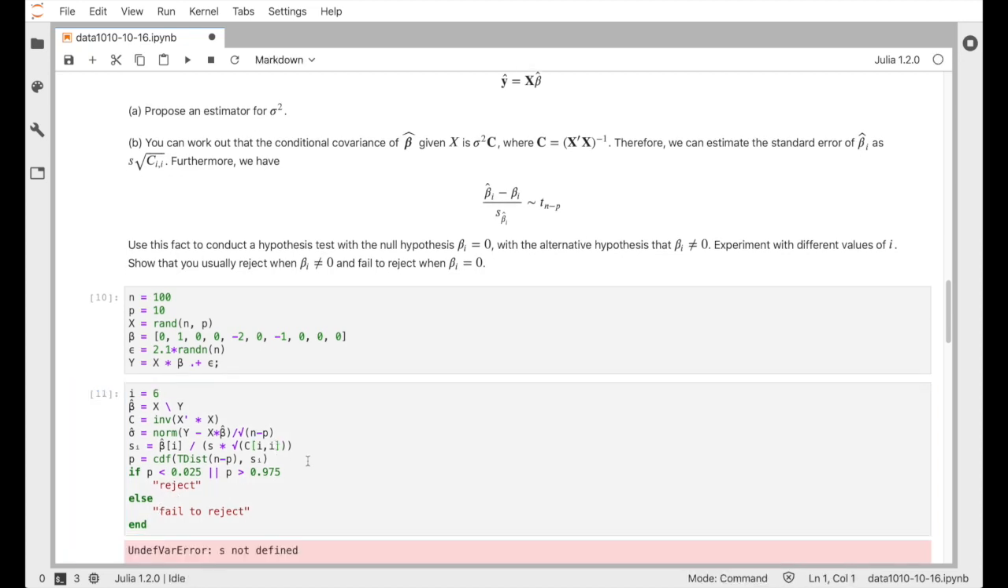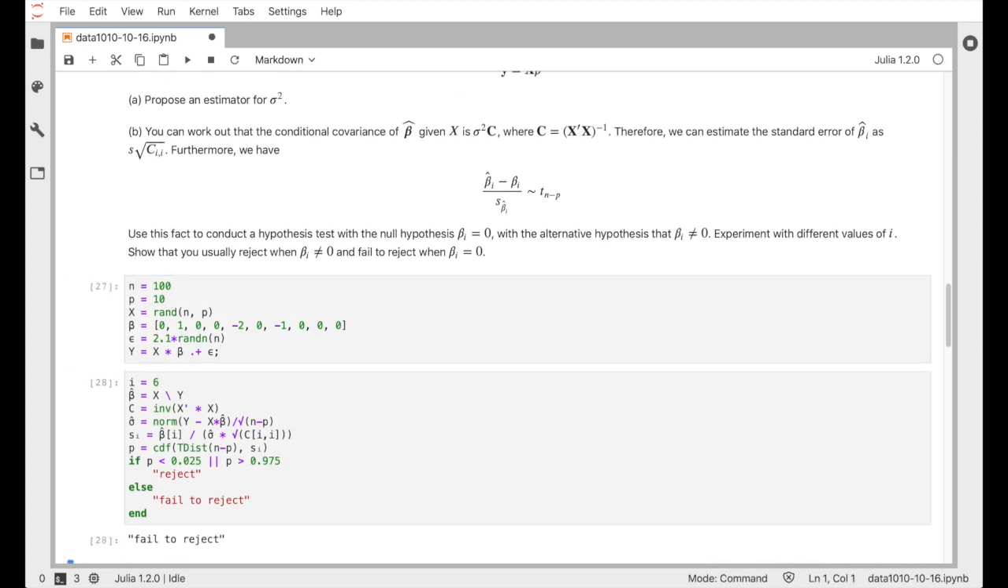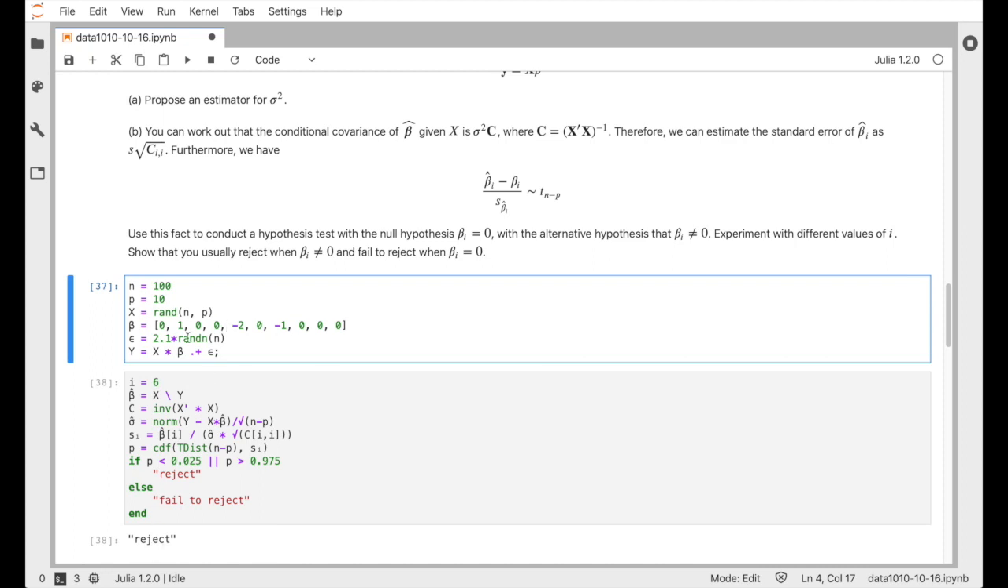So let's run this. So we fail to reject here, which is good because this coefficient is 0. If we run this a bunch of times, eventually we would reject, but we make mistakes sometimes. There it is. So we happened to get data that made this coefficient seem large enough that it was reflecting an underlying non-zero value. And we rejected the null hypothesis, even though the null hypothesis was actually accurate. So that's going to happen about 5% of the time on average if you're working at the 5% significance level.